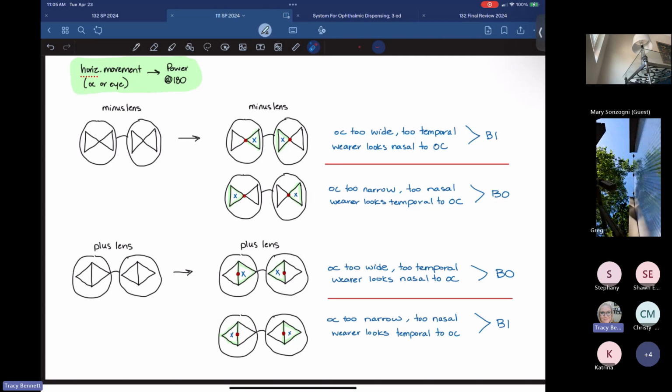So when you get the plus lens, OCs are too wide. Well, there's my OCs. Too wide means eyes are in. So in this plus lens, eyes are going to experience base out prism. And when the OCs are too narrow or too nasal, or where the wearer looks temporal to the OC, then here's my OCs. They are too narrow or too nasal, so that means my eyes are out here, and that, boom, would be base in, and base in for each one of those.